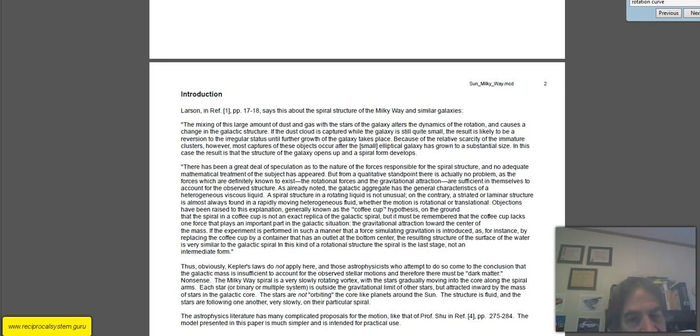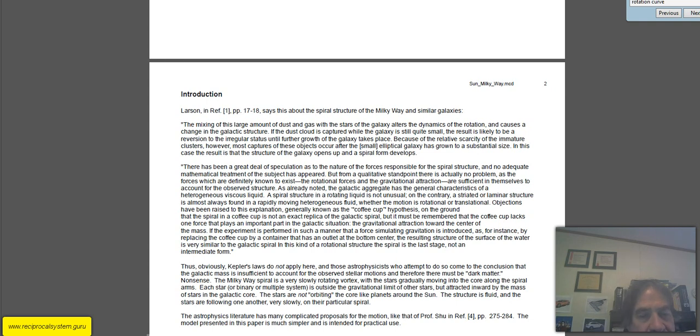Quote, the mixing of this large amount of dust and gas with the stars of the galaxy alters the dynamics of the rotation and causes a change in the galactic structure. If the dust cloud is captured while the galaxy is still quite small, the result is likely to be a reversion to the irregular status until further growth of the galaxy takes place. Because of the relative scarcity of the immature clusters, however, most captures of these objects occur after the small elliptical galaxy has grown to a substantial size.